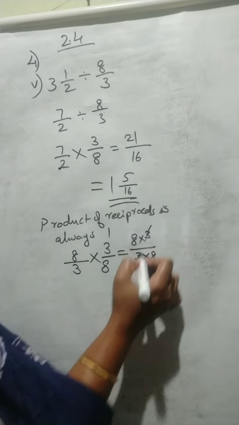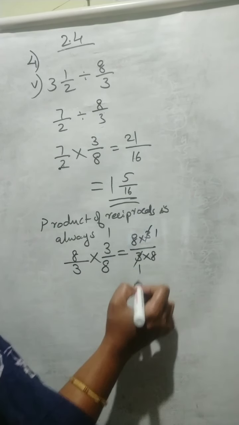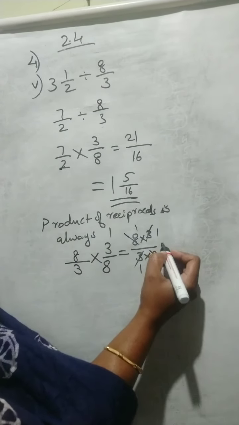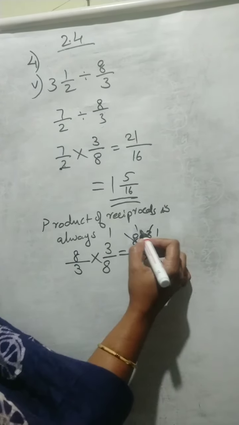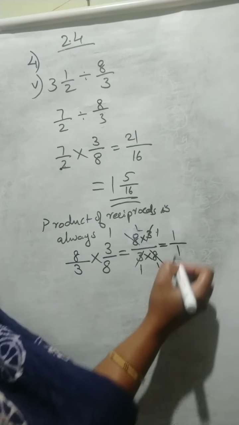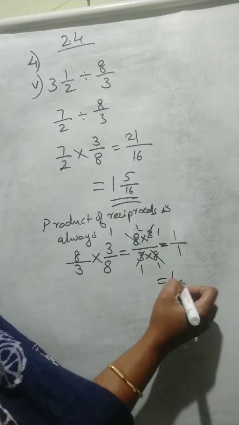We can cut this 3 and this 3. Here will be 1, here also 1. This 8 and this 8, here will be 1, here also 1. So now we can say 1 multiplied by 1, 1 itself. 1 multiplied by 1, 1 itself. So 1 on 1 is equal to 1.